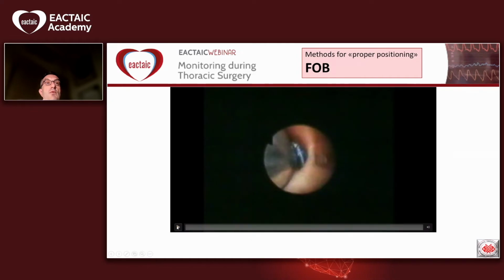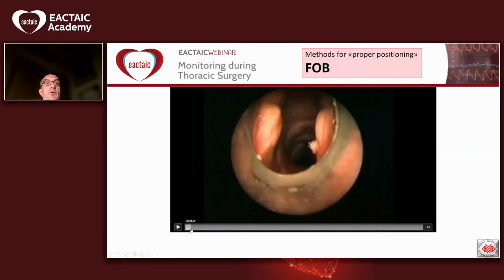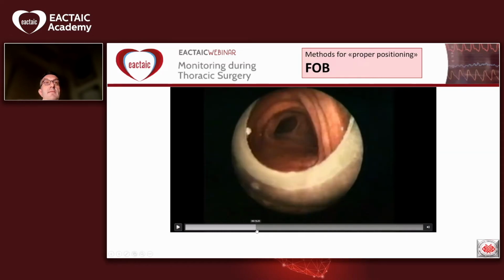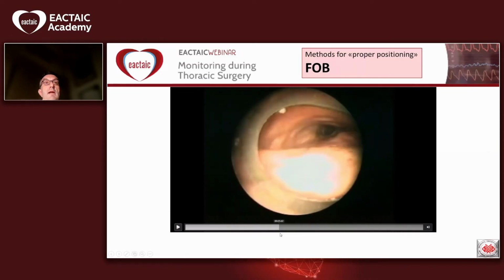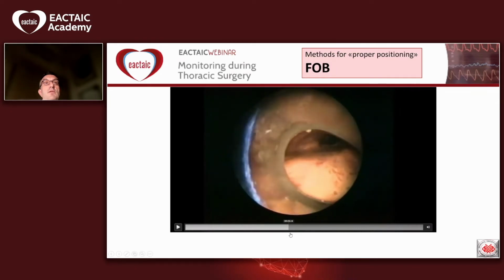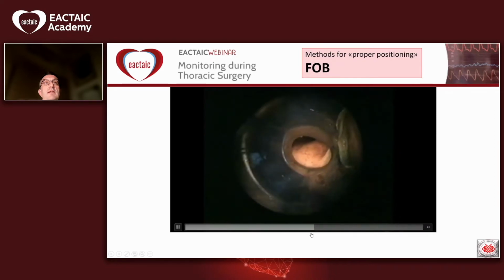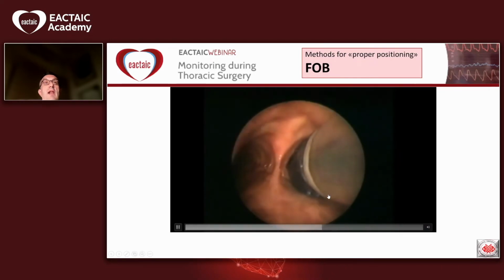This is what you would see via a right double-lumen tube. Let's go a little fast. As you can see, our bronchial lumen is going to the right main bronchus. The tricky thing here is, here you can see a lateral eye.